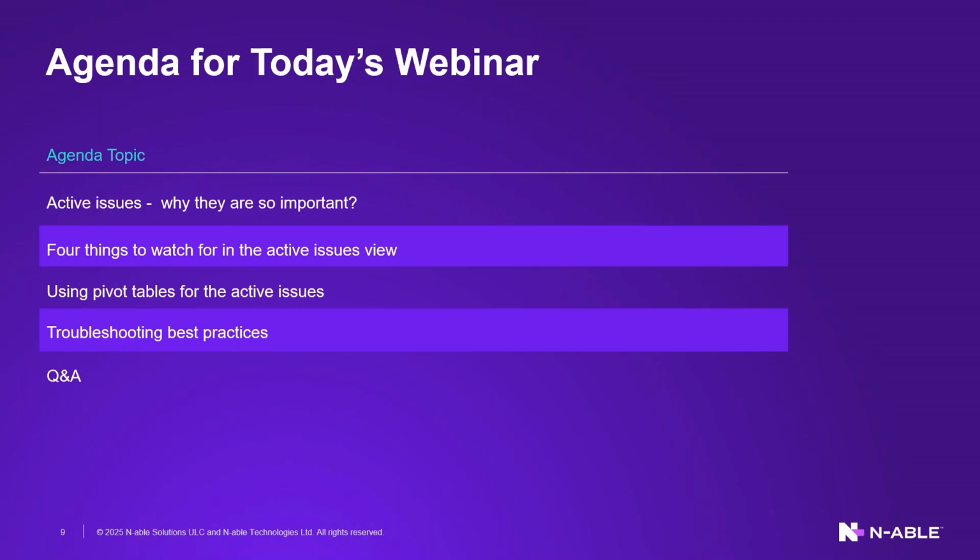I'm going to tell you 4 things to watch for in the active issues view. I'm going to show you how to use the pivot tables for active issues, and then we're going to get into some troubleshooting: how to massage service templates and thresholds and those kinds of things. Then we'll do a Q&A.